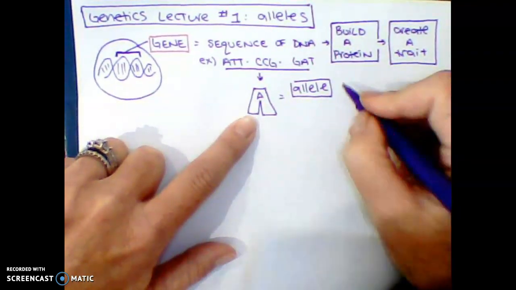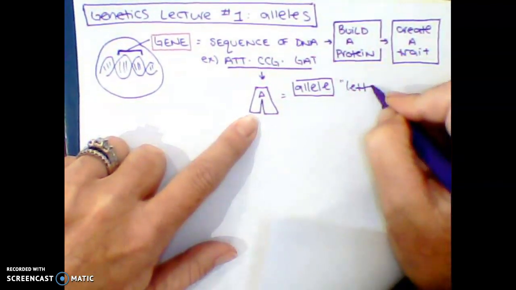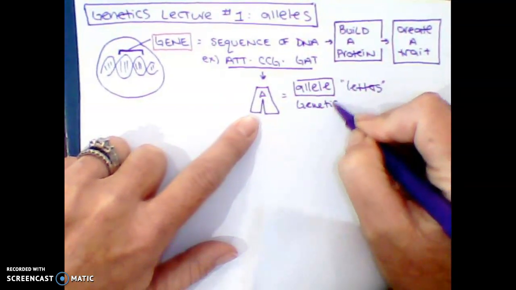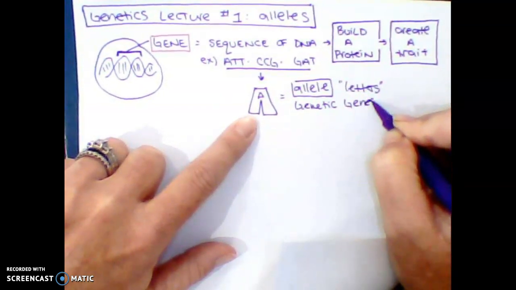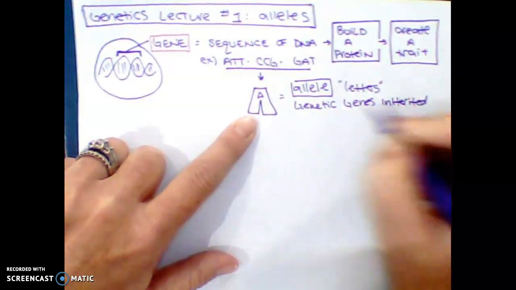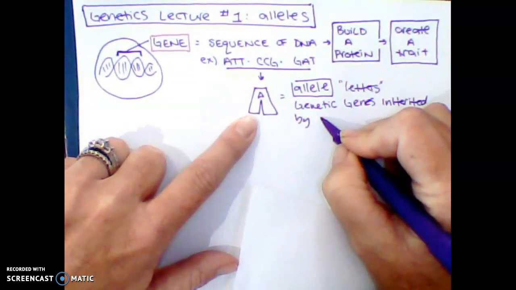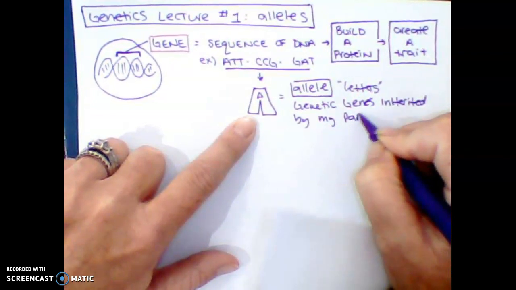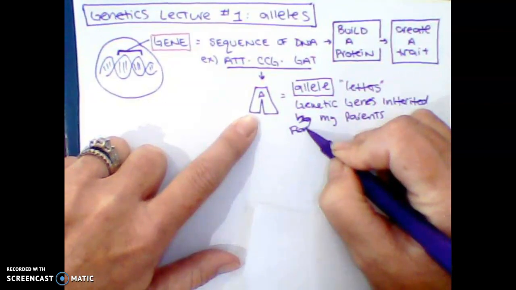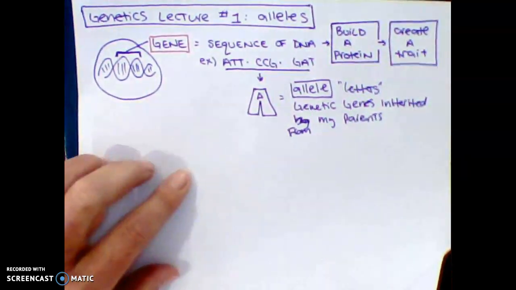Okay? So an allele is my letters, which in turn are my genes inherited from my parents. So inherited from my parents. All right? So how did this happen in the first place?